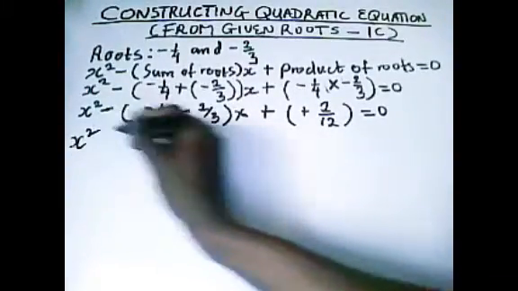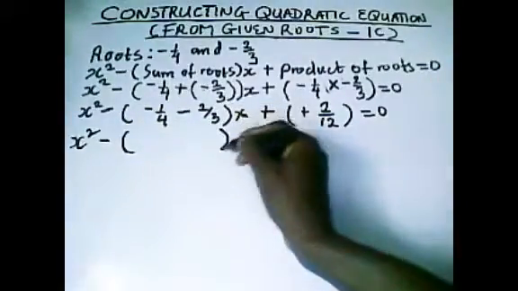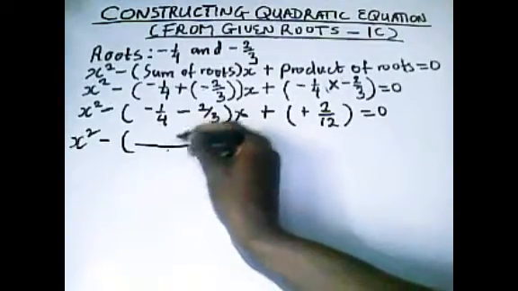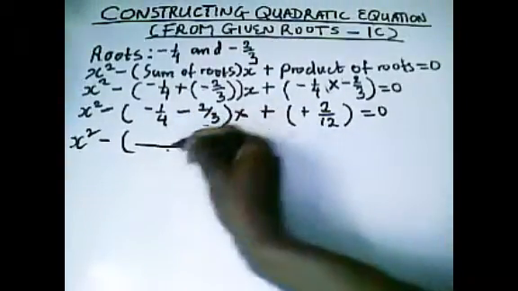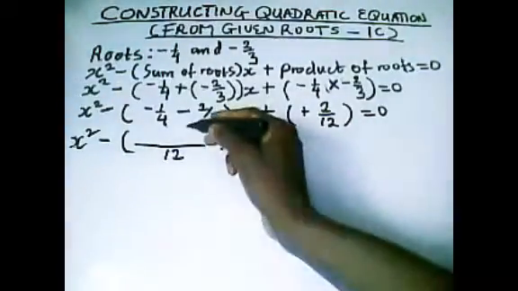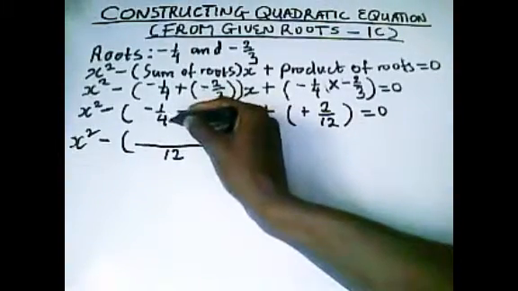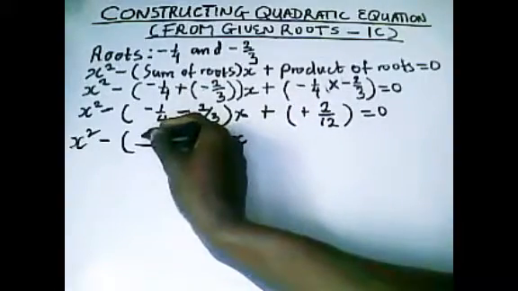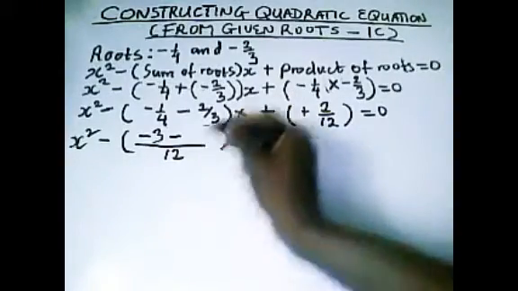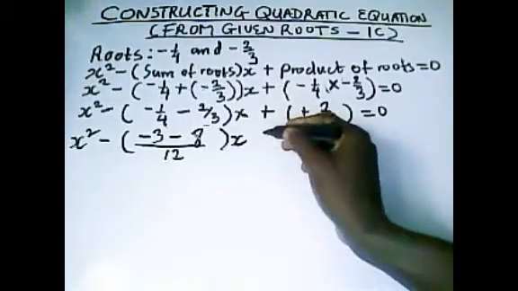So here we have x squared, then minus, open bracket, put our x out here, then we draw a line, and then we get our LCM of 4 and 3. The LCM of 4 and 3 will give us 12. I believe we know how to get the LCM of numbers. So the LCM of 4 and 3 gives us 12. If we divide 12 by 4, that gives us 3. 3 times minus 1 will give us minus 3, then minus 12 divided by 3 will give us 4. 4 times 2 will give us 8. Okay, so that is that for that part.